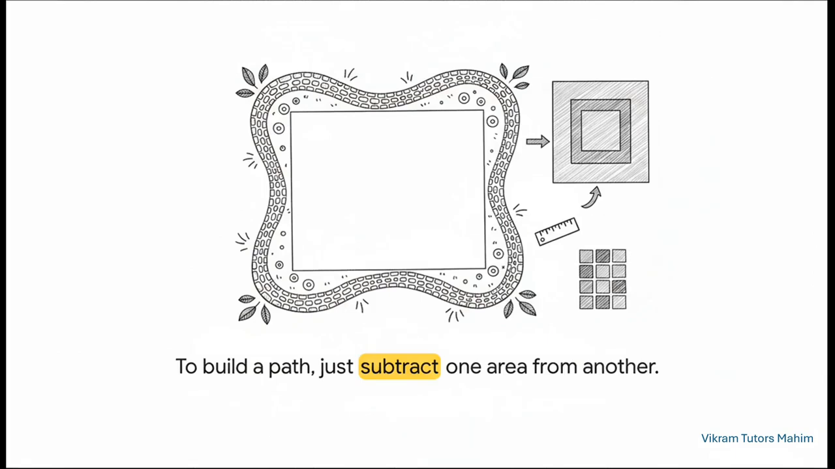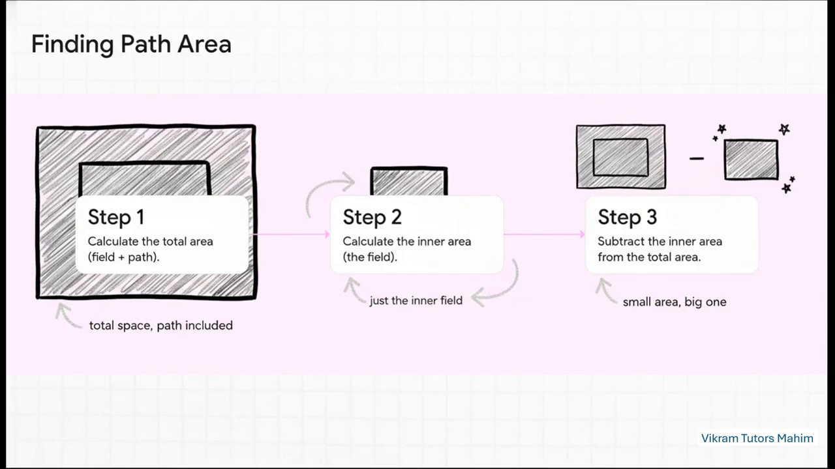Okay, what about something a little trickier? Imagine you want to build a path around a rectangular garden. Now, measuring that shape directly seems kind of complicated, right? But there's a really clever trick to this. Here's what you do. Instead of trying to measure the path itself, you just calculate two simple rectangles. First, you get the area of the big rectangle. That's the field plus the path altogether. Then you find the area of the smaller rectangle inside, just the field. And then you just subtract the small area from the big one. And whatever's left over, that's the area of your path.